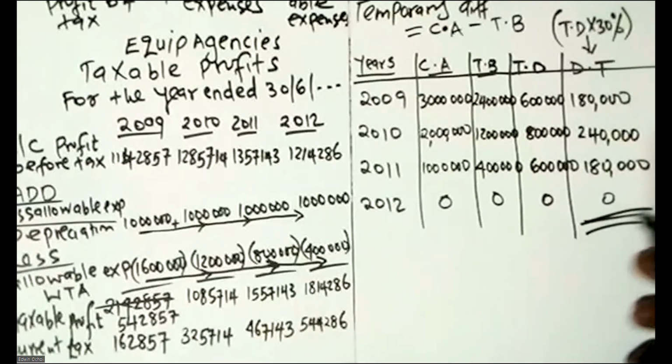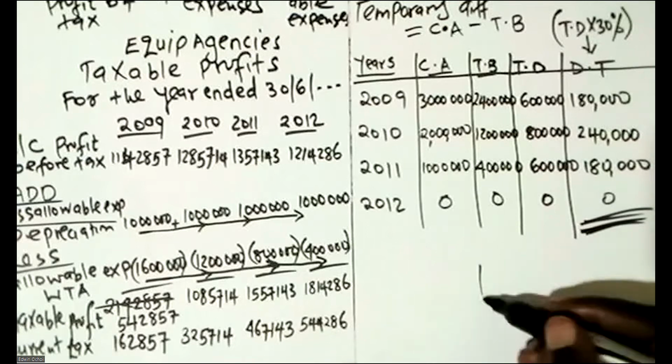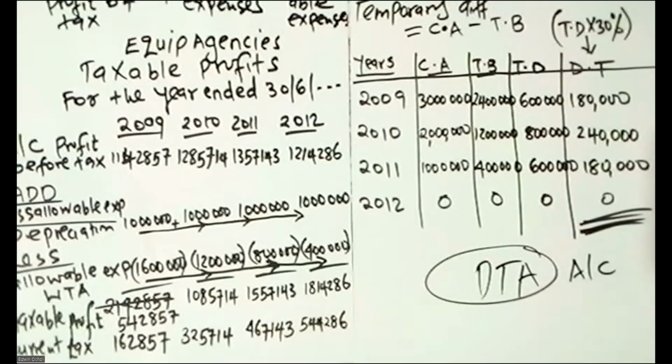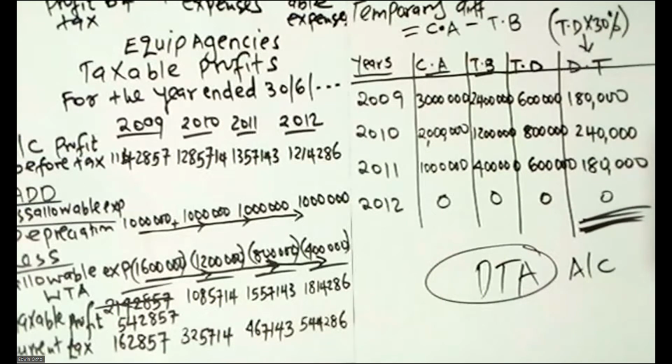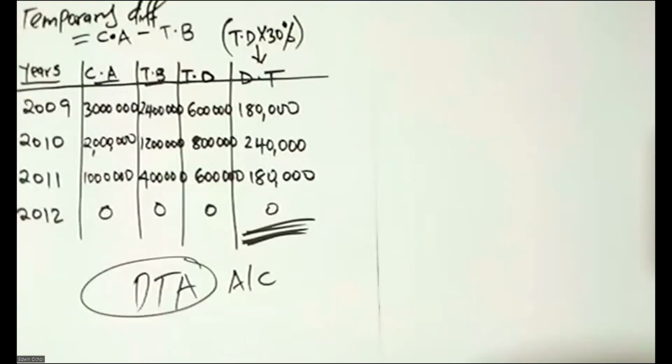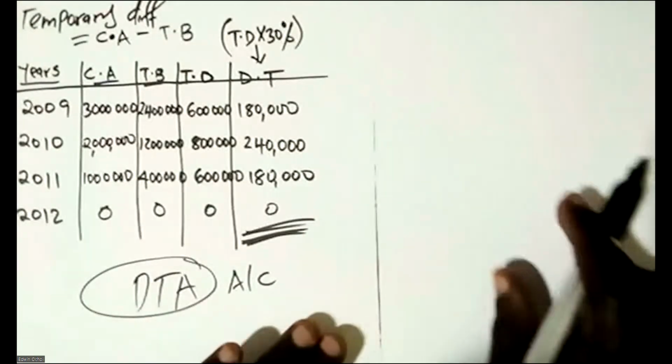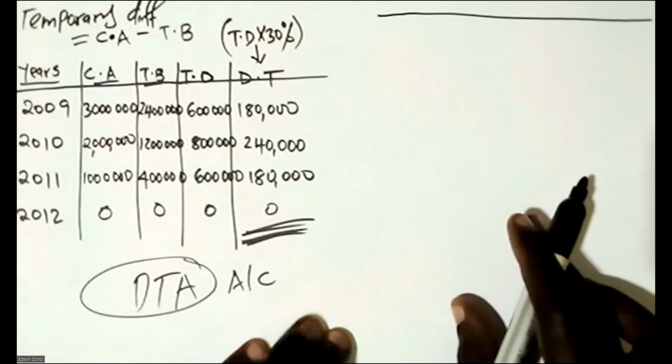So the last column will assist us in doing the deferred tax account. That is why I introduced that last column for the deferred tax. And that is the last requirement they were in need of in this question of ours. They were in need of the deferred tax account. So the deferred tax account is all about recording the provisions they made for deferred tax.